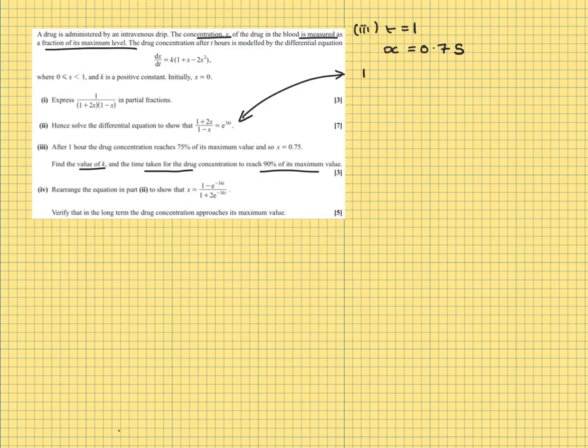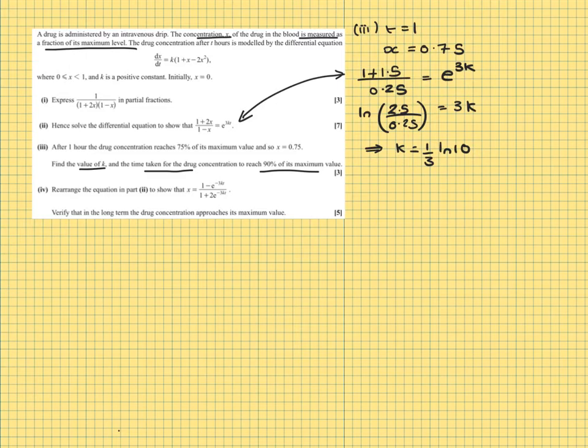So that gives us 1 plus 1.5 over 0.25 equals e to the 3k, and taking logs of both sides, that's ln of 2.5 over 0.25 equals 3k, and then divide that by 3 to find our value of k. So we could write k equals a third ln of 10. We could also work out the value as a decimal as well.